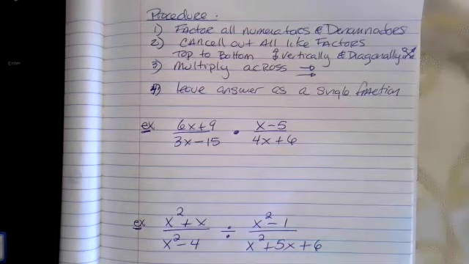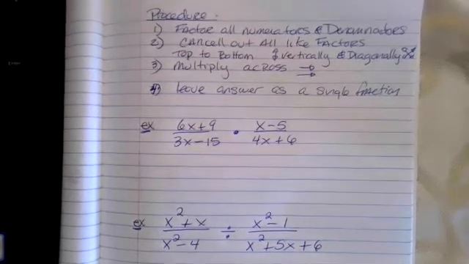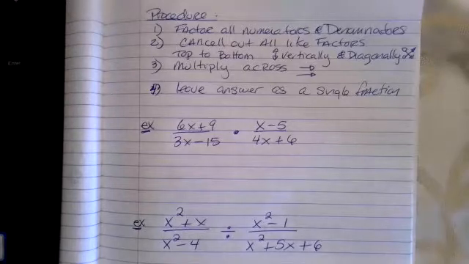So to sum things up, I wrote a procedure here, right? Our procedure is, when multiplying, we want to factor all the numerators and denominators. Then we're going to cancel out all of our like factors, top to bottom. We could go vertically in the same fraction, or we could go diagonally to the fraction next door. Then we would multiply across and leave our answer as a single fraction, right? So let's try these two examples. One's a multiplication problem and one is a division problem.